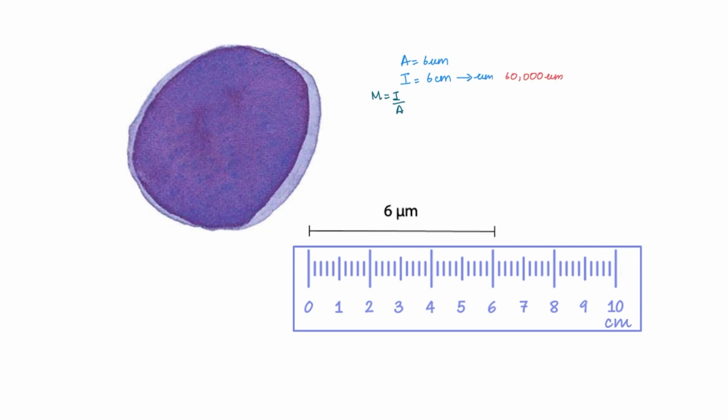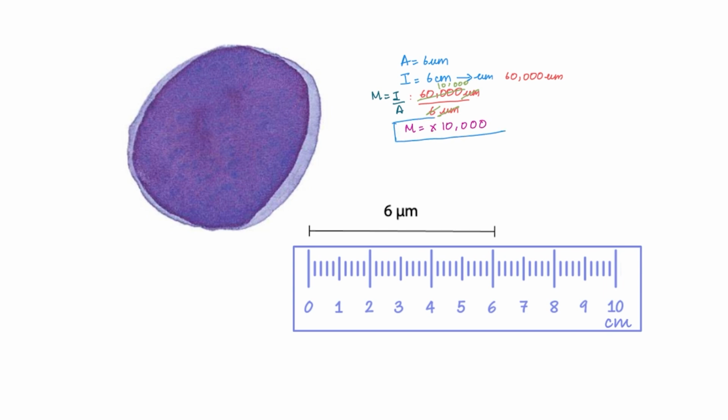So on your part, you do the entire process again and you will end up with a result of 60,000 micrometers. And so this time around, the magnification is going to be equal to 60,000 micrometers being divided by 6 micrometers. That's going to leave you with an answer of 10,000. So this image is magnified times 10,000. And that's going to be your answer.